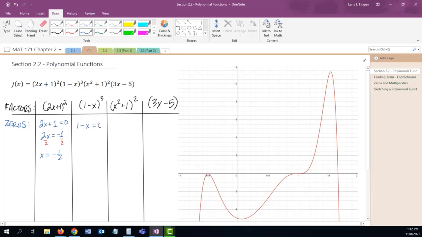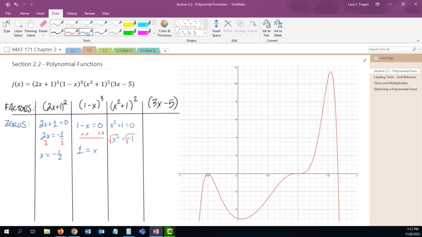So take 1 minus x, set it equal to 0, and solve. Tell you what, let's see how everybody feels about this. Everything with an x on one side, everything without on the other. This x is currently subtracted, so I'm going to add it to both sides. And I'm going to find 1 is equal to x, which is the same thing as x is equal to 1. Okay? X squared plus 1. Take that, set it equal to 0 and solve. Subtract 1 from both sides. X squared is negative 1.